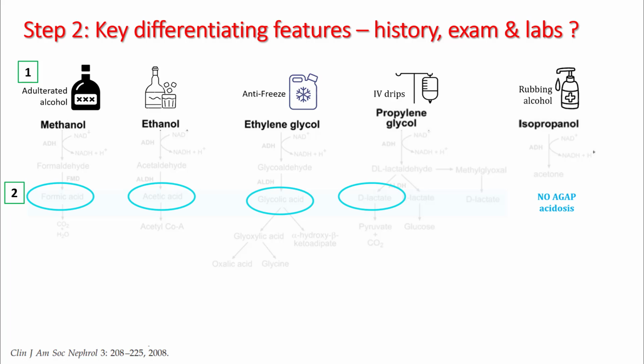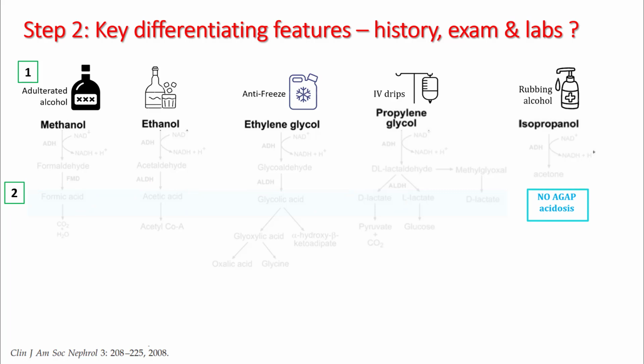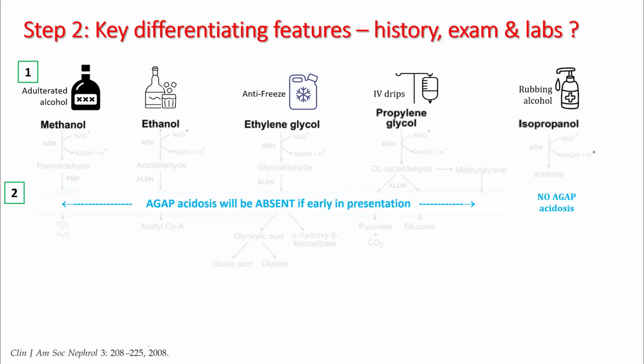The first 4 alcohols have acid intermediates, so they cause anion gap acidosis. However, isopropanol does not cause anion gap acidosis. Also, very early in presentation, the anion gap acidosis will be absent as these alcohols are not yet metabolized.